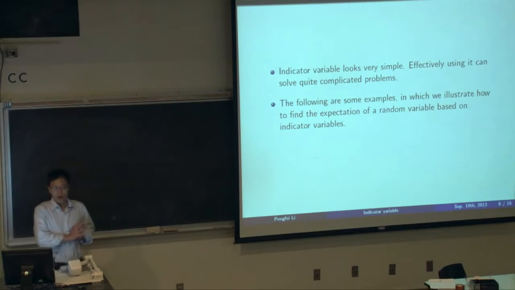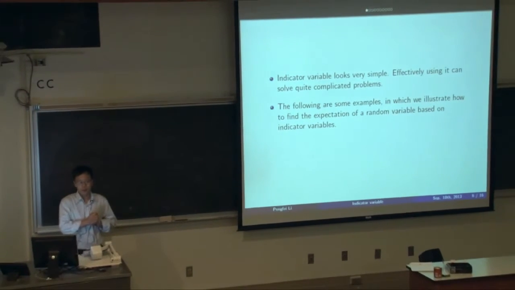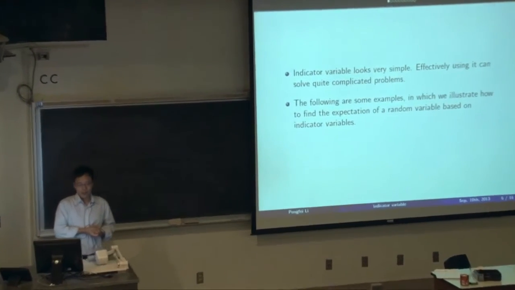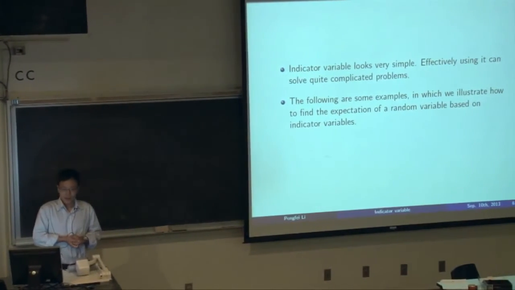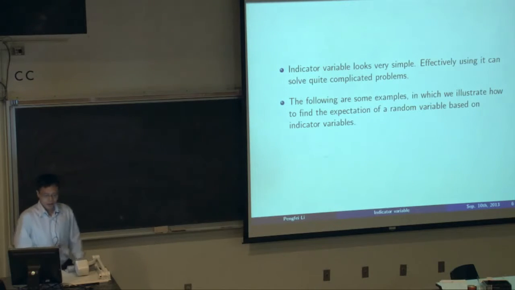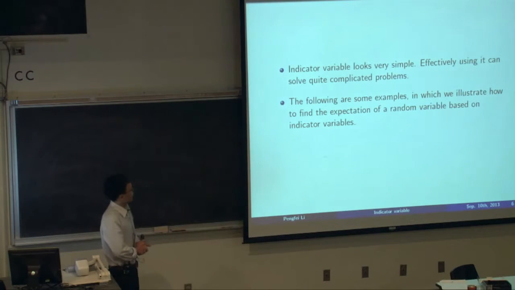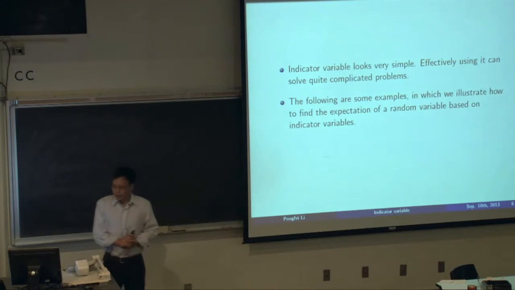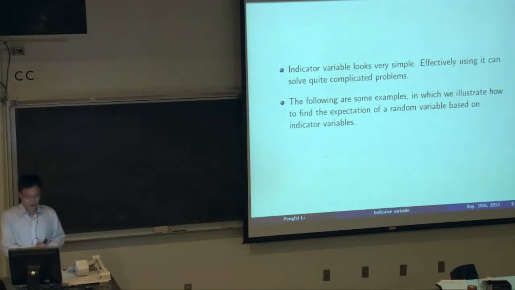Now I move to one particular application of the indicator variable in statistics. I would like to give one comment here: the indicator variable looks very, very simple. It only has two values. The expectation of the indicator variable is just the probability of the indicator variable equal to 1. But if we know how to use it effectively, it will be very, very helpful. In the following, I will give some examples to illustrate how to find the expectation of a random variable based on indicator variables. I need to drink coffee every day to start my day, so my example is about drinking coffee.